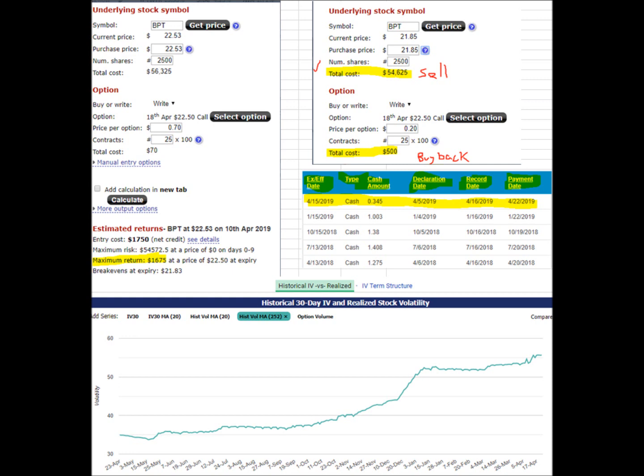So once you've written the call, you've collected the premium income. Step 3 is going to happen on the ex-dividend date, which is going to be 4/15/2019, and this is critically important.